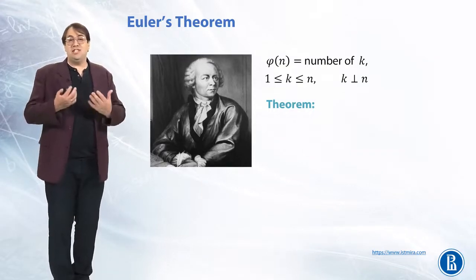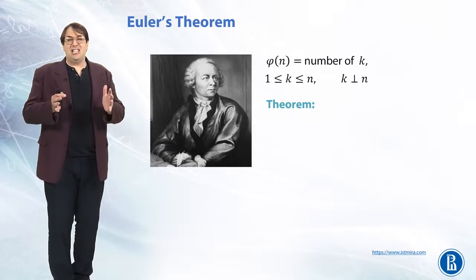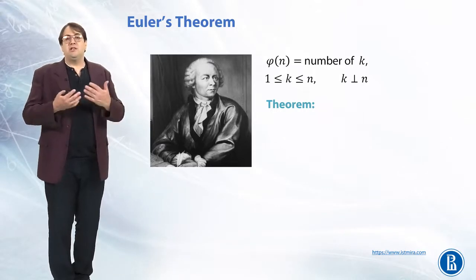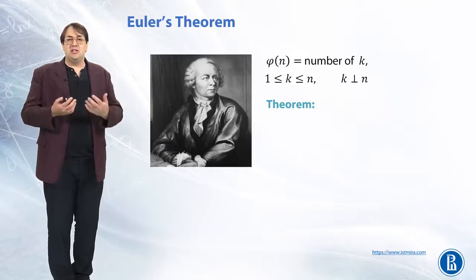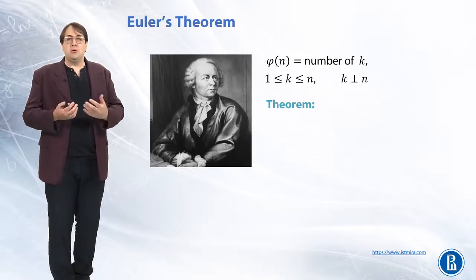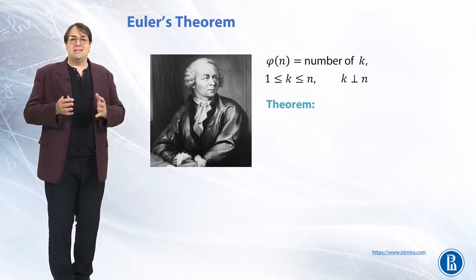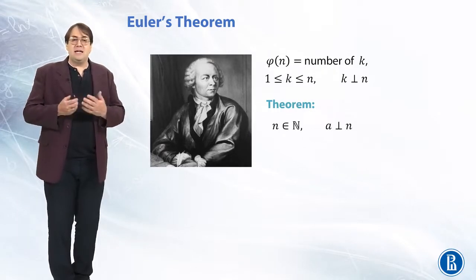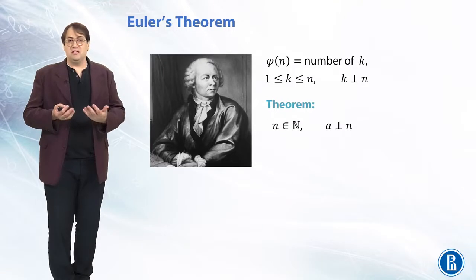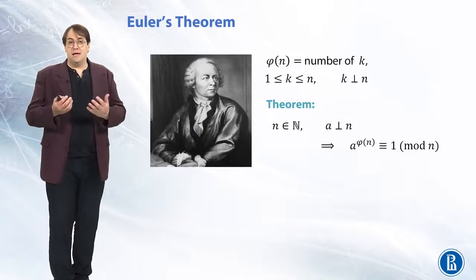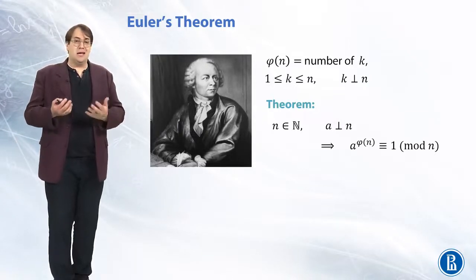It is the number of integers between 1 and n, actually including 1 and n, that are mutually prime with n. So this perpendicularity sign denotes mutually prime numbers. So k is mutually prime with n. We just count the number of such k's between 1 and n and denote this number as phi of n, Euler's function. So the theorem is the following. If we take n, a positive integer, and a, which is mutually prime with n, then a to the power of phi of n will be congruent to 1 modulo n.